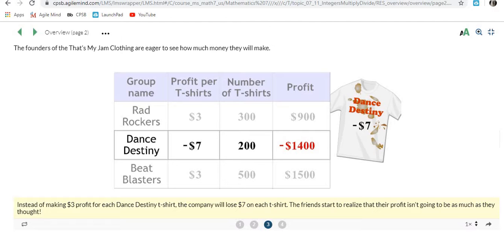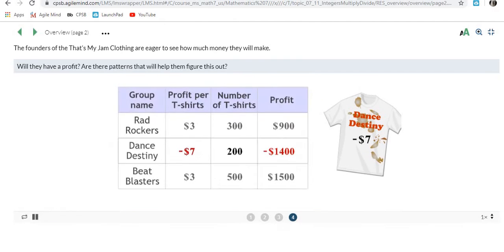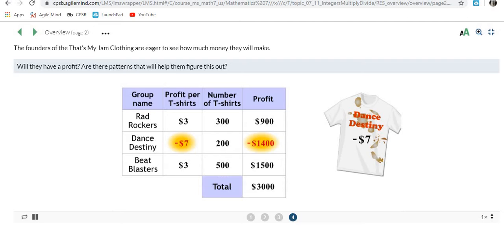Okay, well, looking at our total profit, let's see what their profit's going to be. It was $3,000. Now it's only $1,000. You had something to say about that? Yeah, where it says -7 and then it has the 200, at Dance Destiny, when it says the profit, it's -1,400. Does that mean they're going in debt?